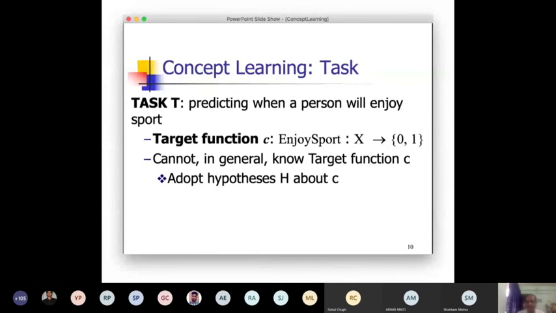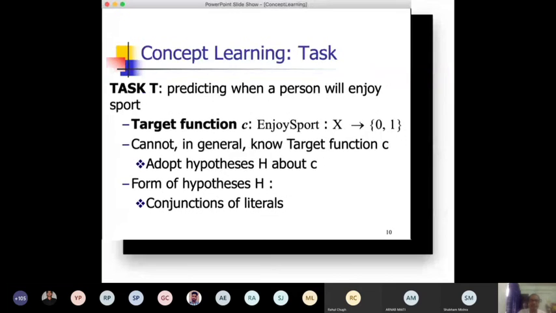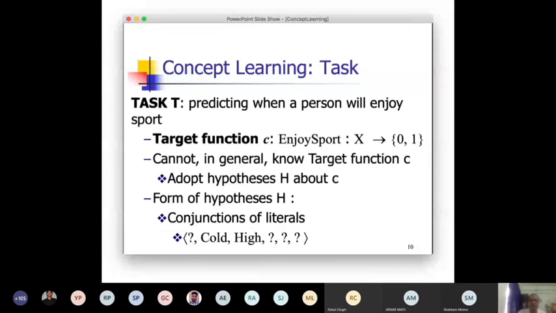If there is an answer, it should be chosen from some other angle, not from this mathematical framework. So we are setting this mathematical framework, and then we will be working under this framework to find a function. So the form of hypothesis is a conjunction of literals, and literals come in many forms. That means the number of attributes plus two other forms, that's question mark and null. So one example is something like this.